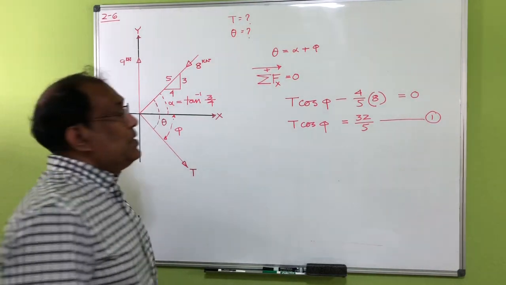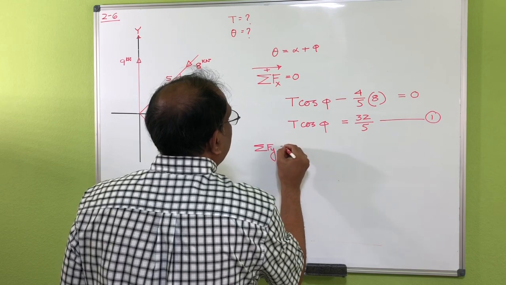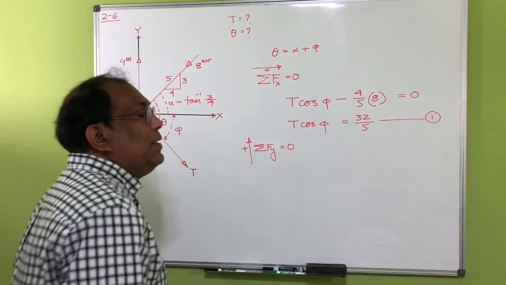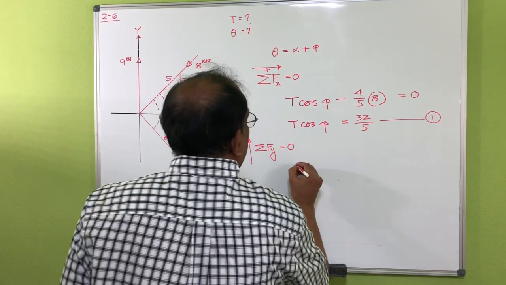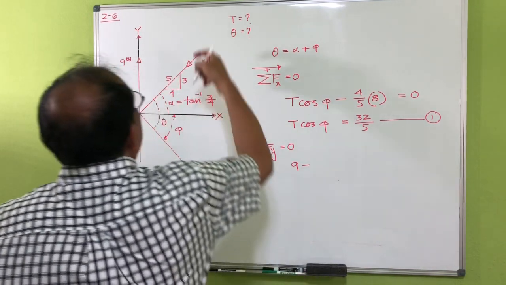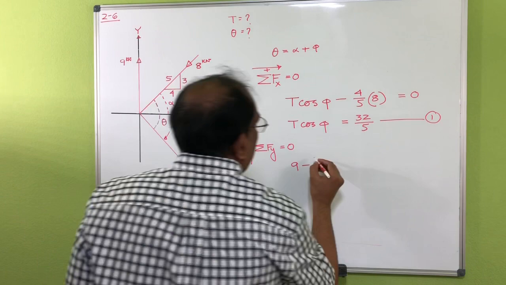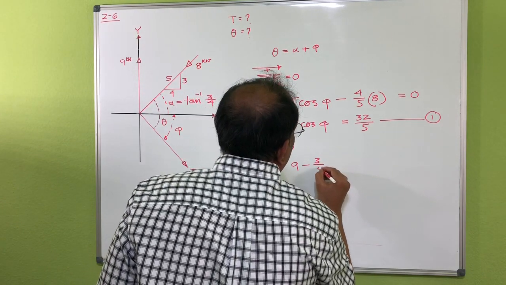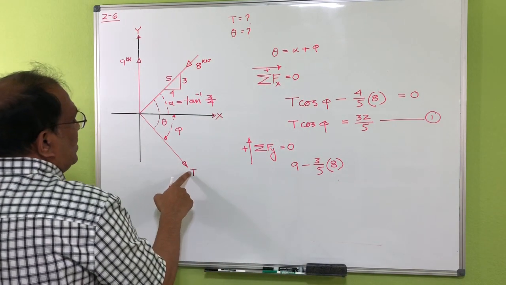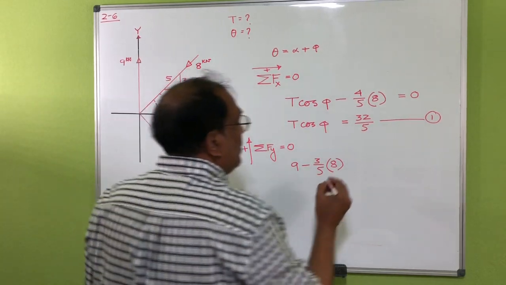Similarly, we can write equation number 2, which is summation of Fy equals 0. Let's say this is the positive direction, upward. So you can see this is 9 minus this one here. The vertical component is 3/5 of 8. And then this one is T sine phi, which is working downward, so negative.